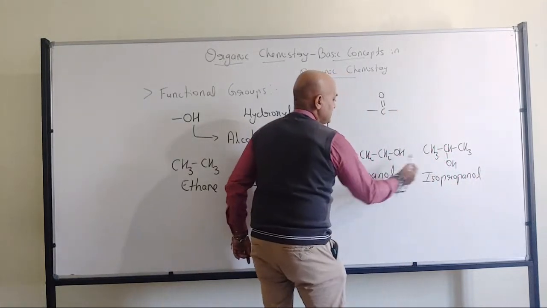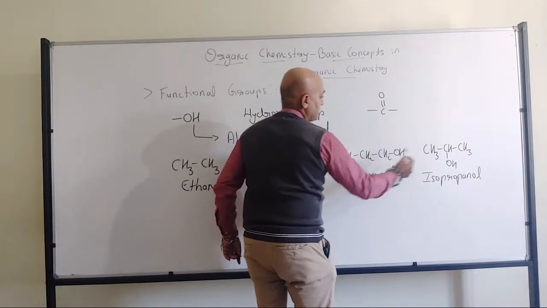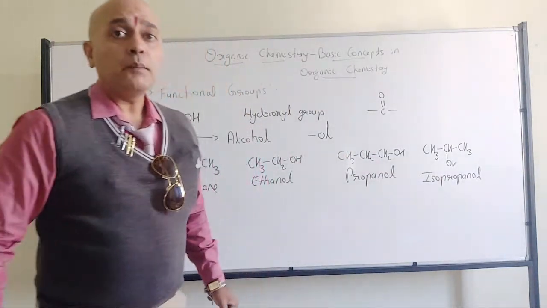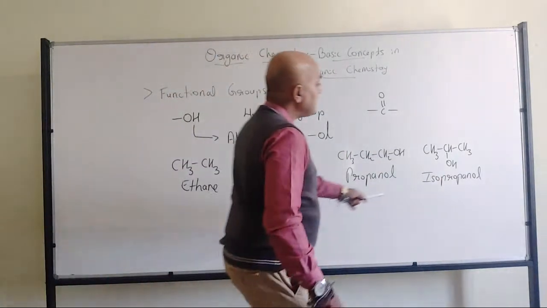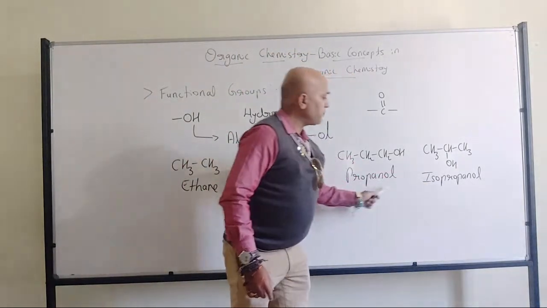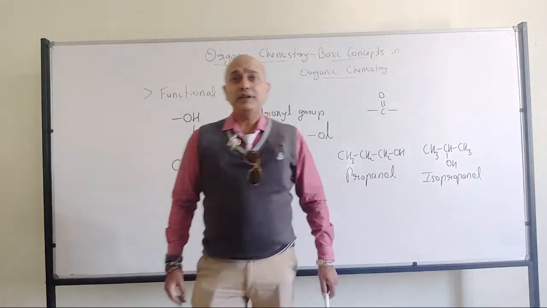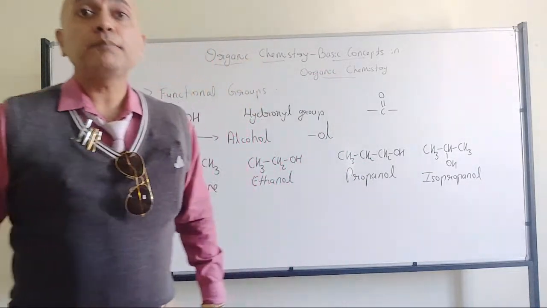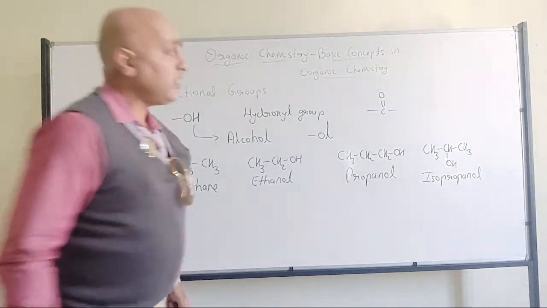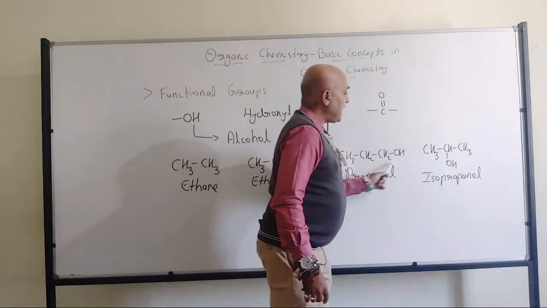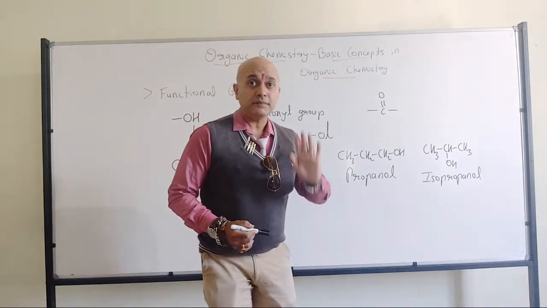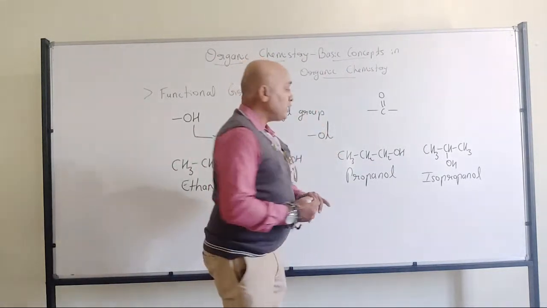Isopropanol. Propanol and isopropanol have the same molecular formula. Iso means same, same as that of propanol. That means isopropanol is an isomer of propanol. Why do we call it an isomer of propanol? Because both of them have the same molecular formula, not the same chemical property.